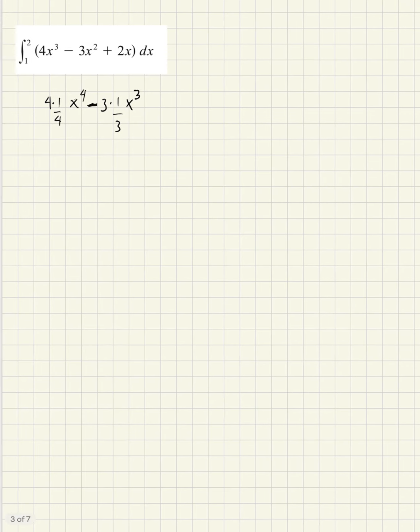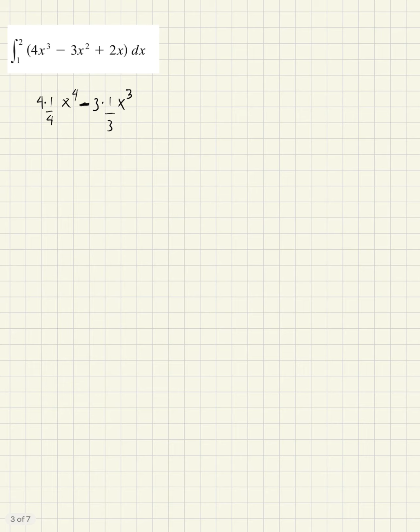And then I'm just going to do plus 2. I have to add 1 to that, so 1 plus 1 is 2, so it's going to be x raised to the second, and I have to do the reciprocal of this 2 over 1, which is 1 over 2, and this is all the way from 1 to 2. Again, this was over 1, that was over 1, and that was over 1, okay? That's where I got all of the reciprocals.